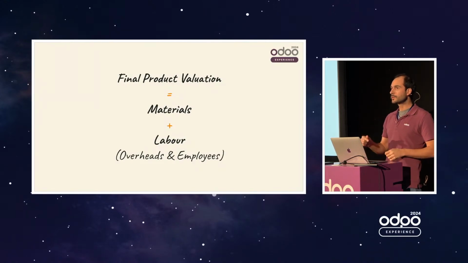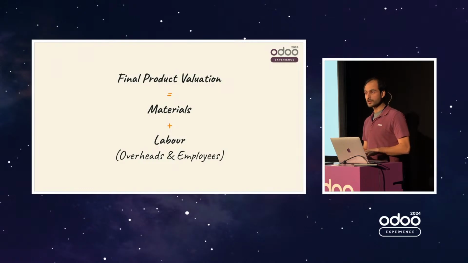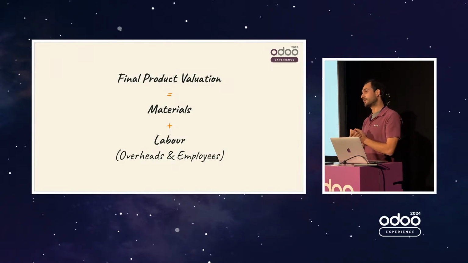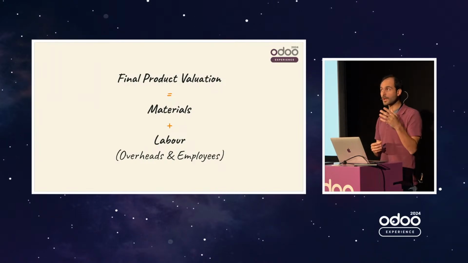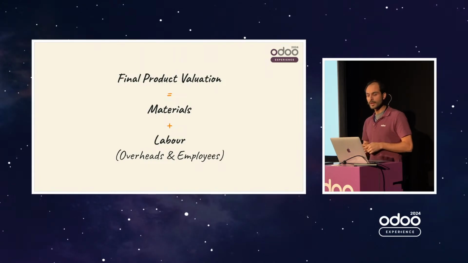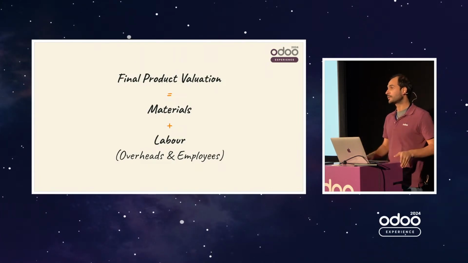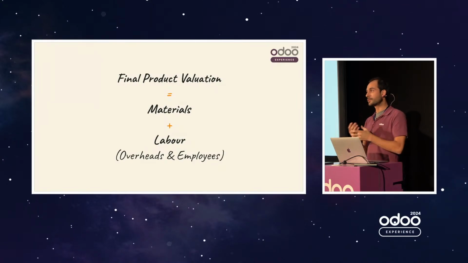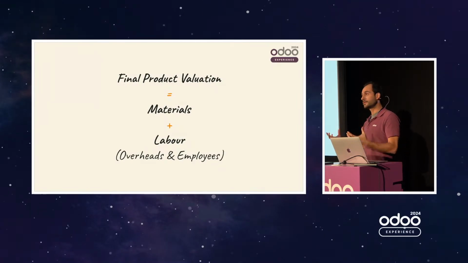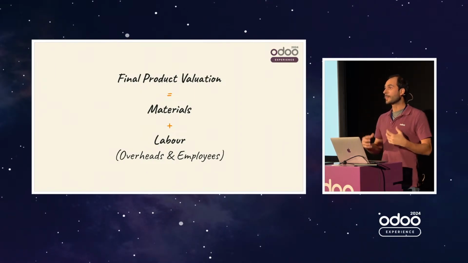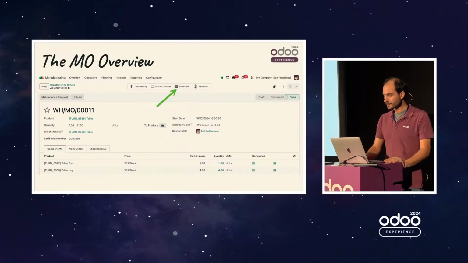And then the second component of that final product valuation will be the labor that is typically divided into two things. Your fixed costs, your overheads, the cost of your machine, cost of electricity, gas, and so on. But also your employee costs, right? So you are paying wages for your employees to work on your different manufacturing projects. These employees have an hourly cost, and this will also be added to the value of your final product.